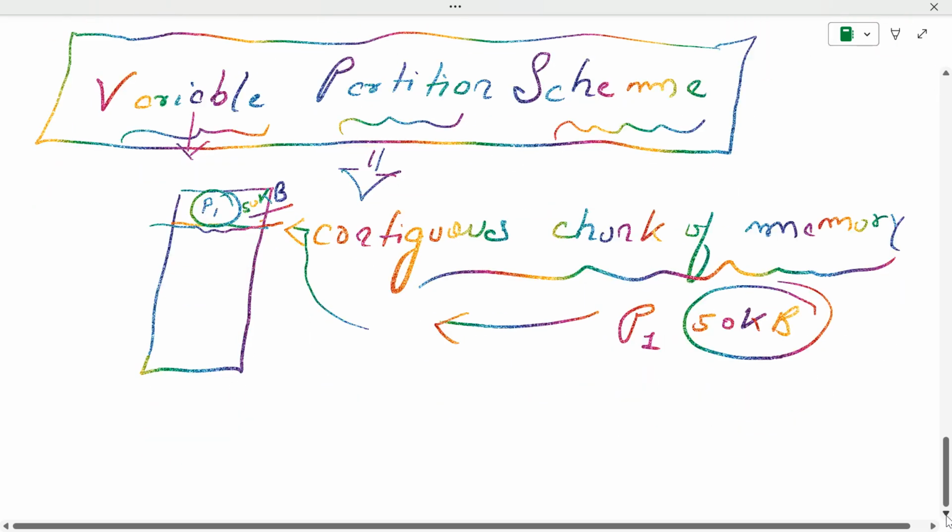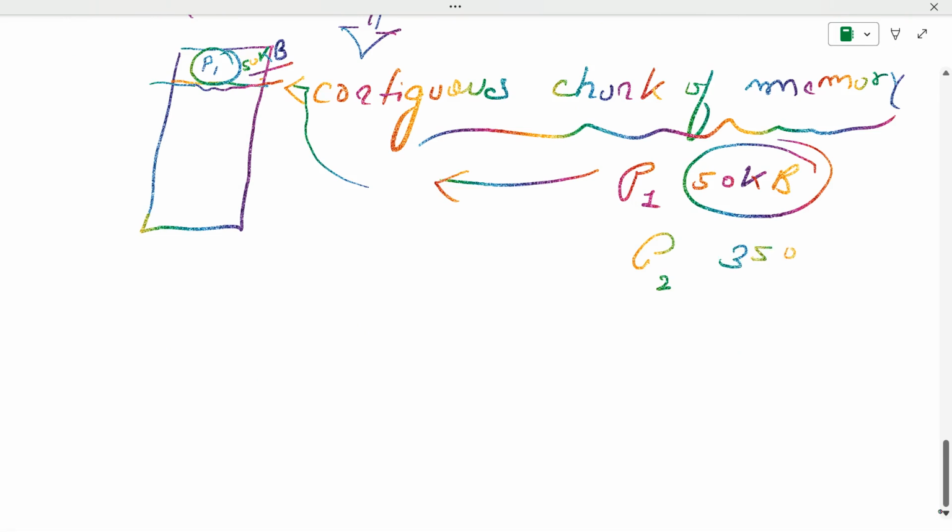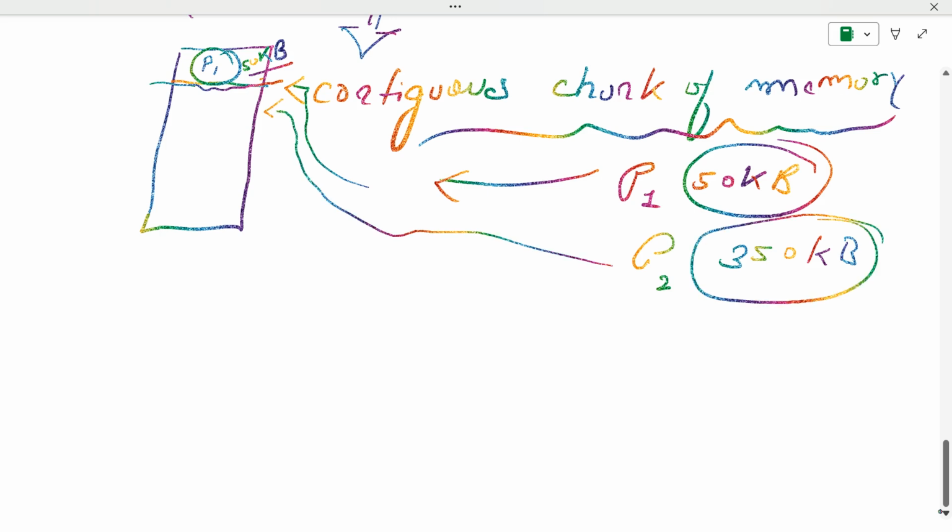Now another process P2 comes with a memory requirement of, let's say, 350 kb. This 350 kb is made available in the contiguous chunk of memory, allocated to P2, and P2 resides here. Again, let's say another process P3 comes, and P3 requires 400 kb. This 400 kb is allocated in the continuous chunk after P1 and P2, and P3 occupies it.